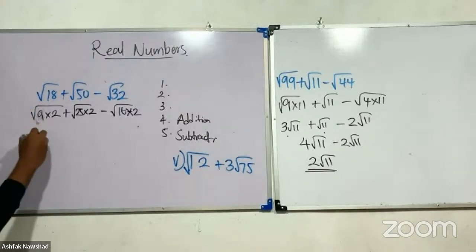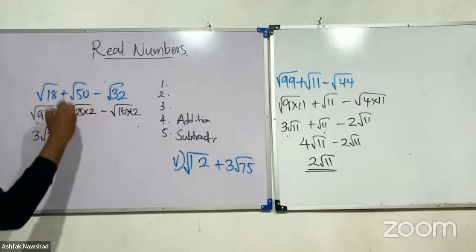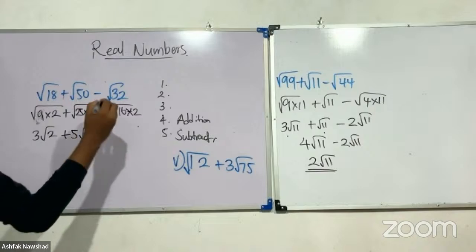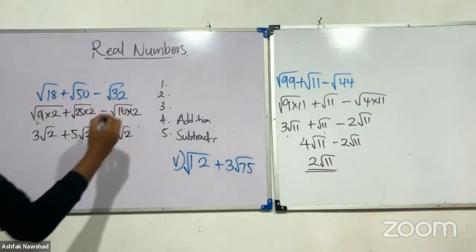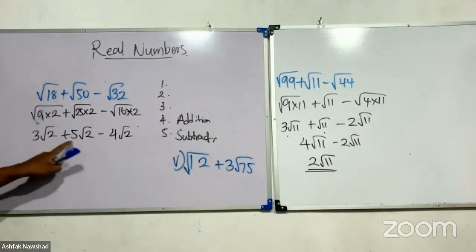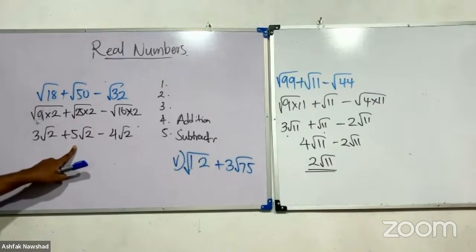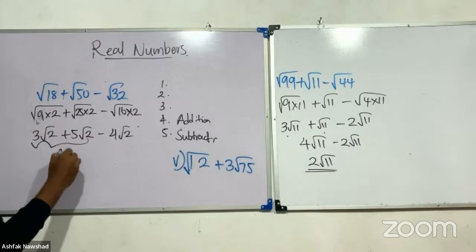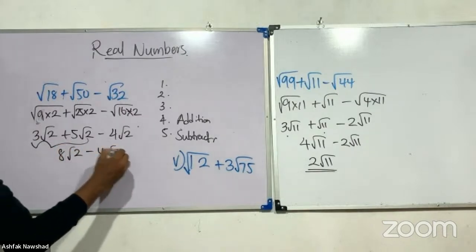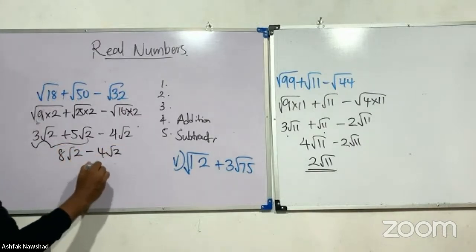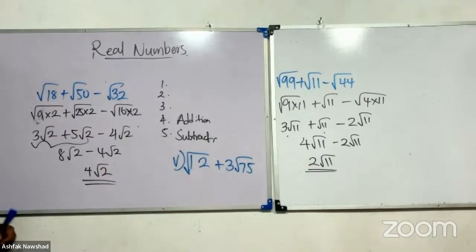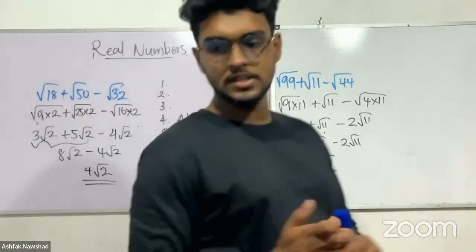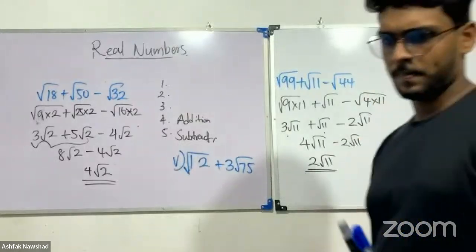So you take 9 out, it's 3. You take 25 out, it's 5. You take 16 out, it's 4. 3 plus 5 is 8. So this is 8 root 2 minus 4 root 2. 8 minus 4 is 4 root 2. Final answer is 4 root 2.